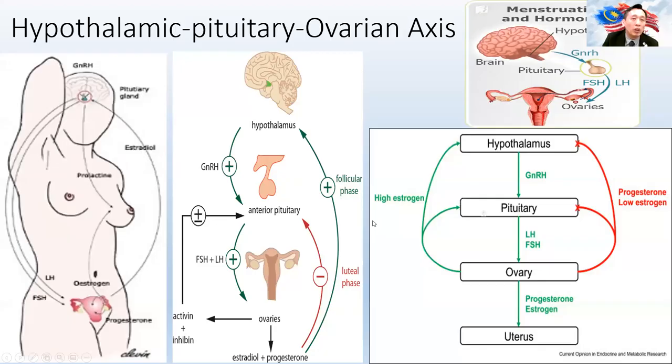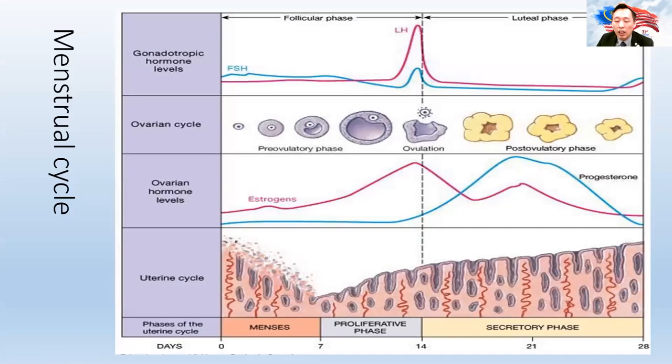In the hypothalamic-pituitary-ovarian axis, most of the endocrine function is controlled by the brain, although the pituitary is the master gland. The hypothalamus secretes gonadotropin-releasing hormone, which stimulates the pituitary to release gonadotropins such as luteinizing hormone and follicle-stimulating hormone, and the ovary will then produce progesterone and estrogen. From the first day of the period to the first day of the next period, the whole cycle is termed the menstrual cycle. It is divided into three phases: follicular phase, ovulation, and post-ovulatory or luteal phase.